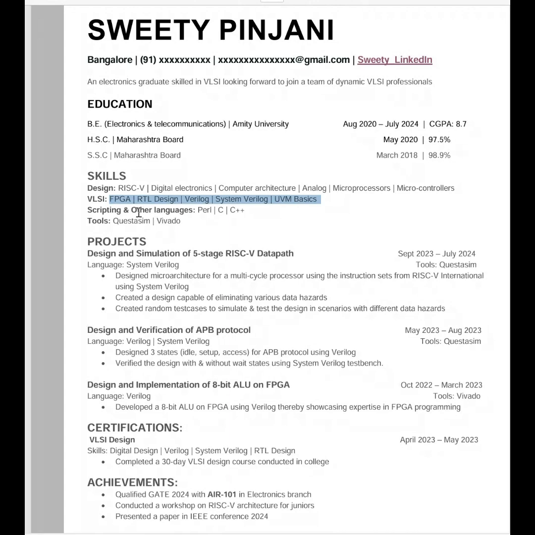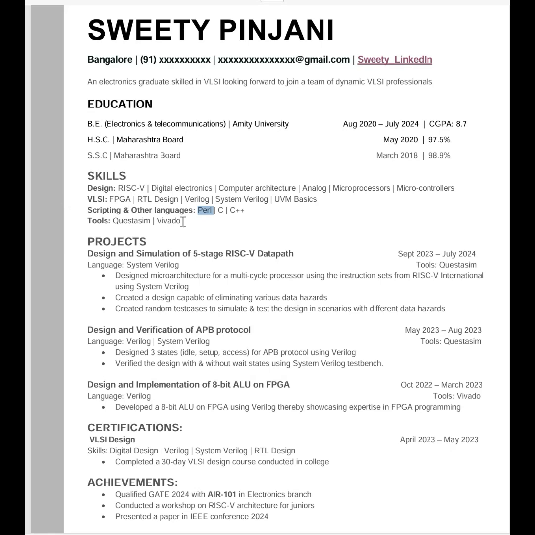Next thing which will come is the other languages. All of us do learn C and C++, and this person has also learned scripting. I always recommend, even at the fresher level, you should know at least one scripting language, because whatever job role you take in VLSI, be it front end or back end, everyone does use scripting at some point or the other. That is why scripting skill is very good to have in your resume. It will make your resume more relevant.